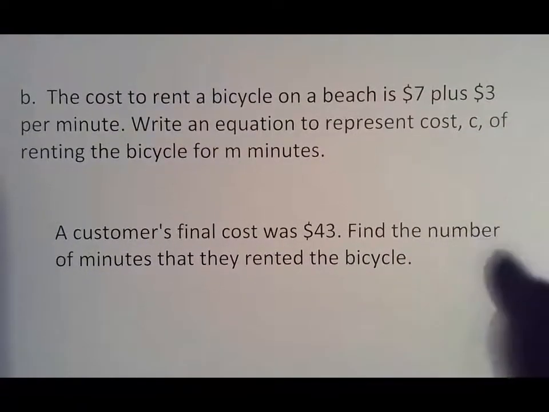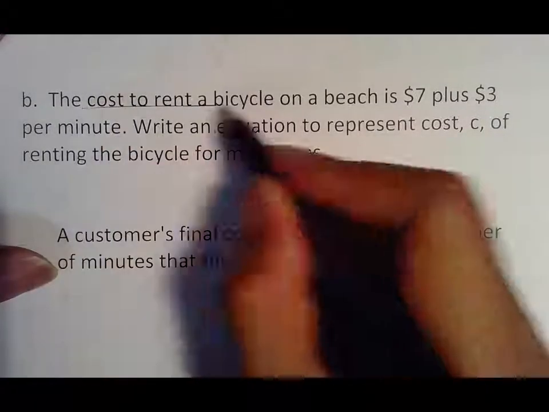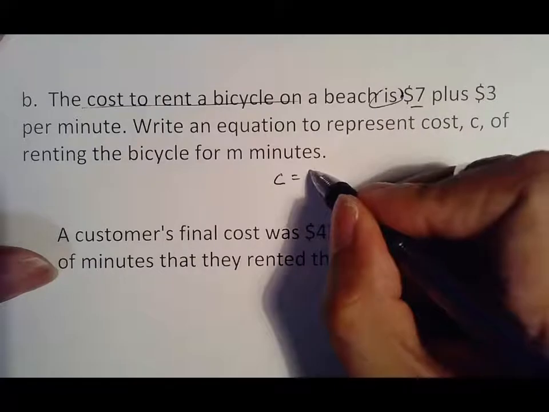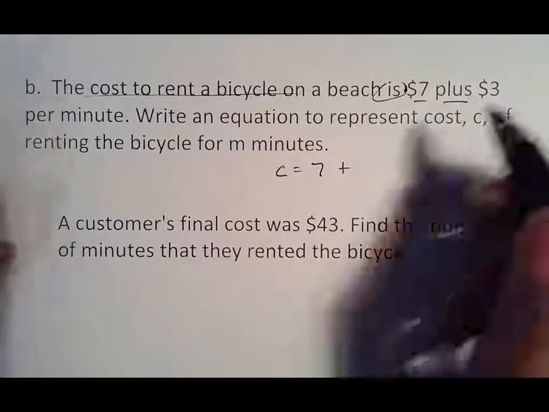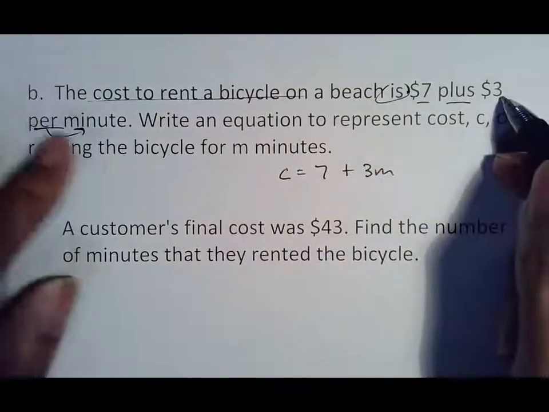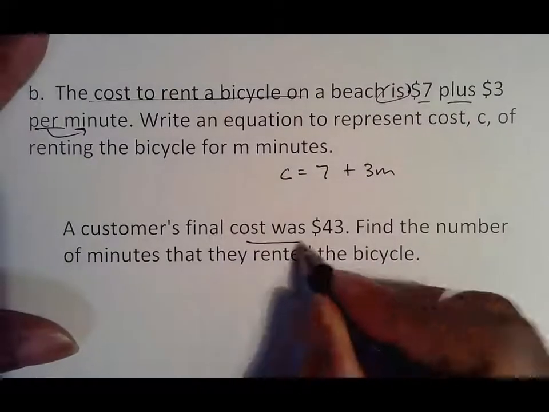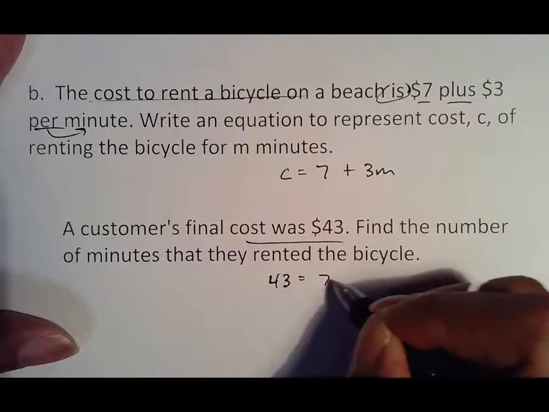The cost to rent a bicycle, again, $7 plus $3 per minute. Write an equation to represent the cost. So the cost is, so we would put C equals $7, plus $3 per minute. Again, per minute means 3M because it's 3 per minute. So those two get multiplied. If the final cost was 43, that means the cost was 43, which means put 43 in for C.